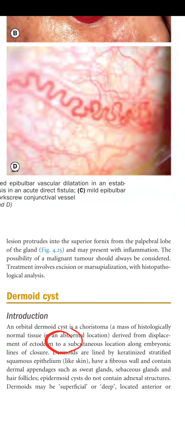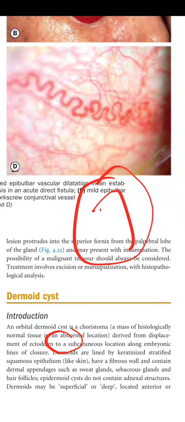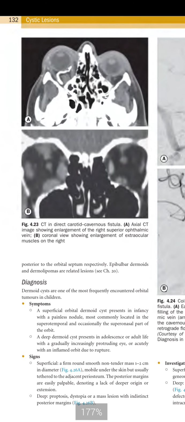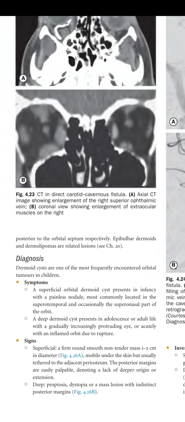Basically, the dermoids are lined by skin, and in between they contain different sweat glands, sebaceous glands, and hair follicles. Dermoids may be superficial or deep, located anterior or posterior to the orbital septum, respectively. Epibulbar dermoids and dermolipomas are related lesions. Diagnosis: dermoid cysts are one of the most frequently encountered orbital tumors in children.